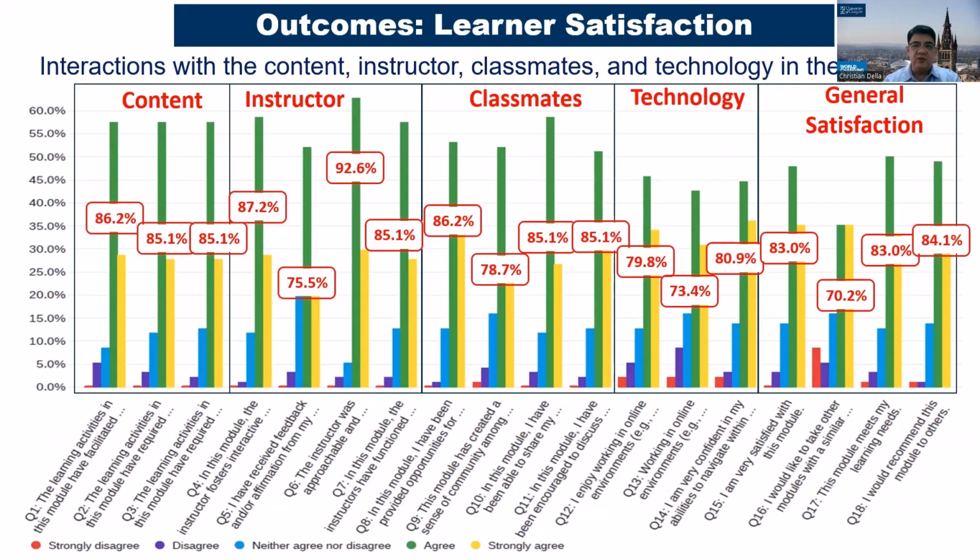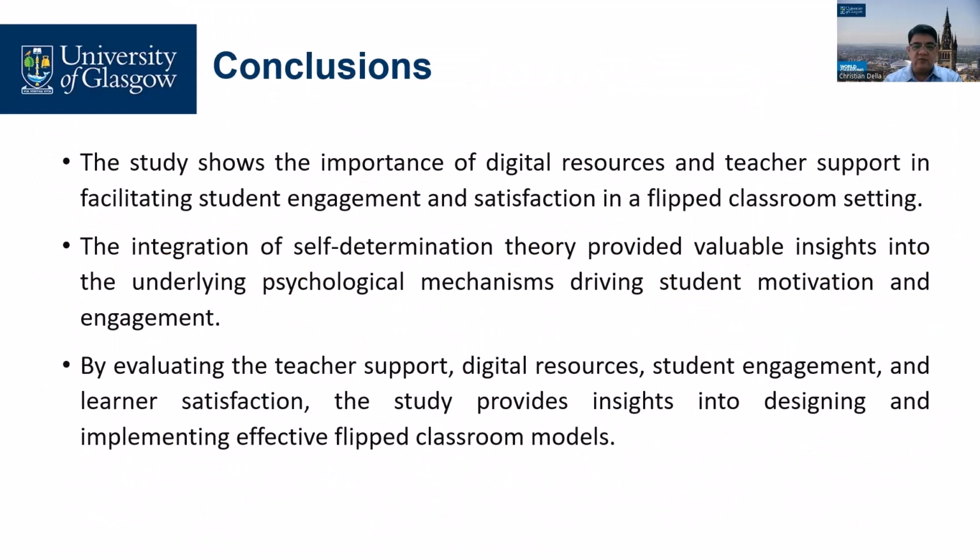In this result, the student perception on learning satisfaction is presented. This assesses the satisfaction levels across 4 categories of learning interaction: learner-content interaction, learner-instructor interaction, learner-to-learner interaction, and learner-technology interaction, as well as an overall measure of general satisfaction. Highest satisfaction was recorded for the learner-instructor interaction, and the lowest satisfaction was recorded for the learner-technology interaction, suggesting a need to improve the technological support.